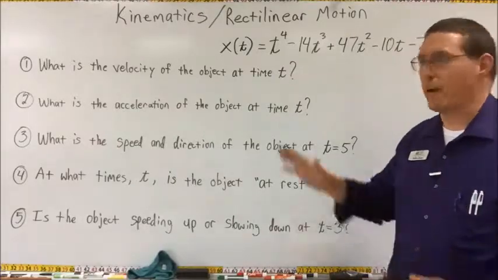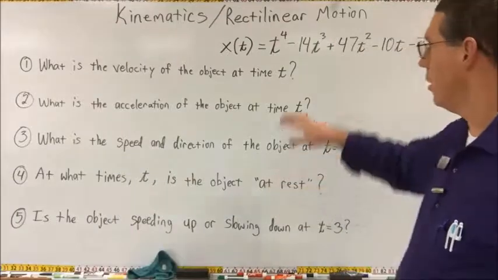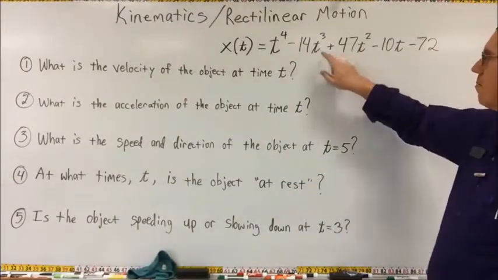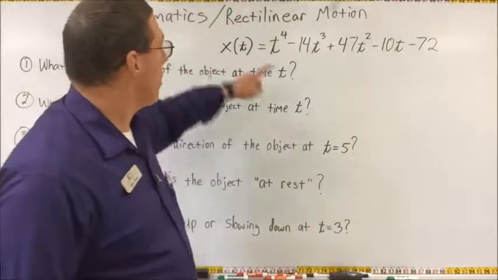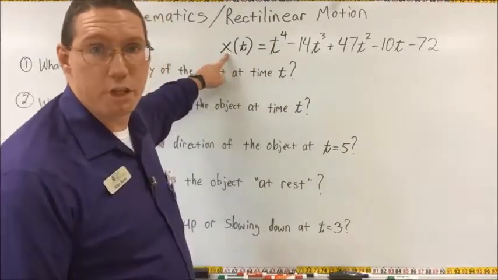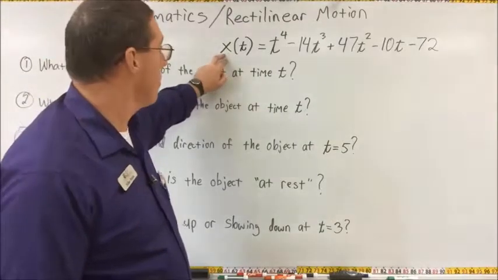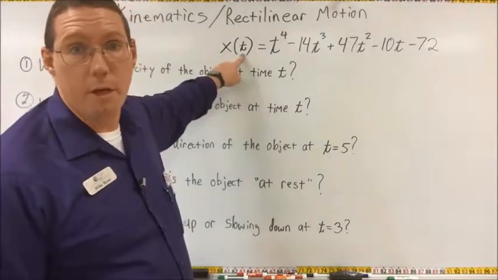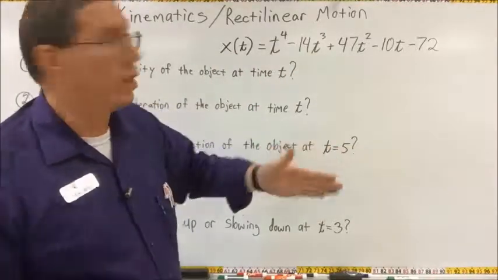All right, so here's what I've got. I've got these 5 questions here that we're going to talk about throughout this video, but we're going to use this position function. This is called a position function. Okay? We're saying that the x position of the object, the position of the object along the x-axis, is a function of time. So really it depends on how much time has passed as to where the object is.